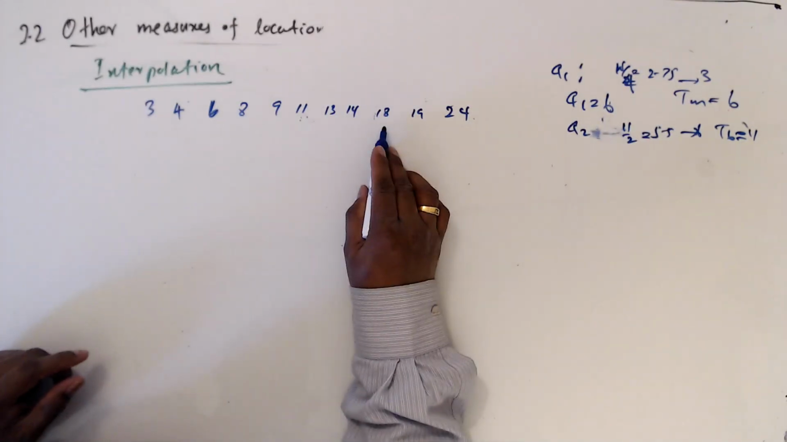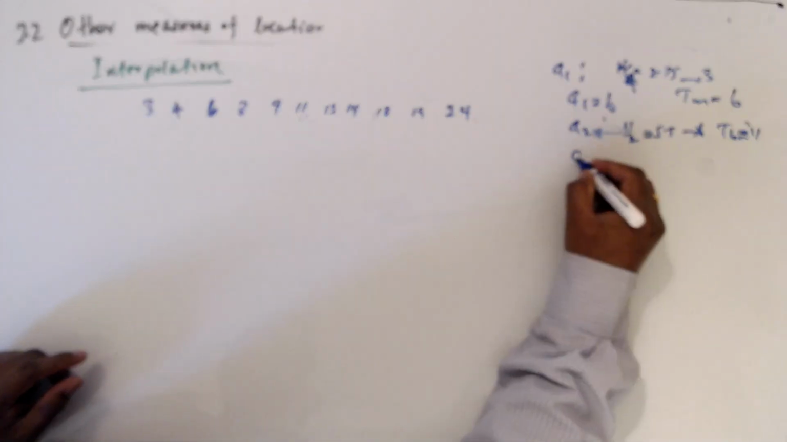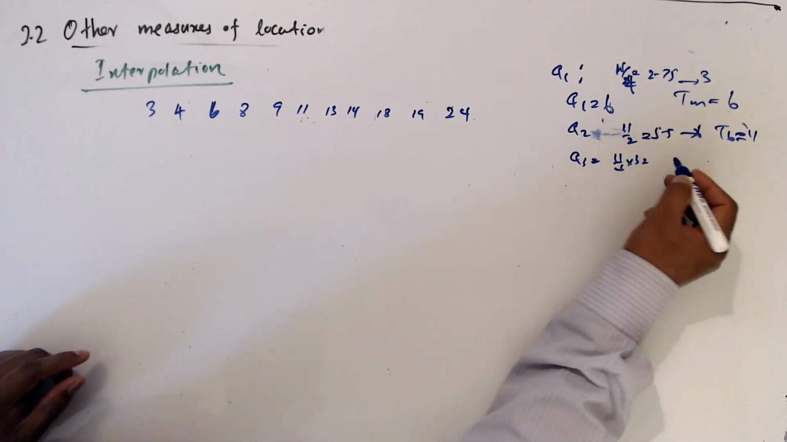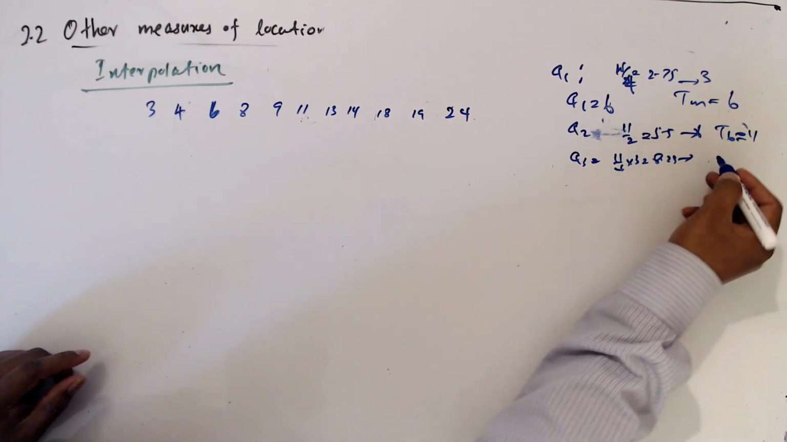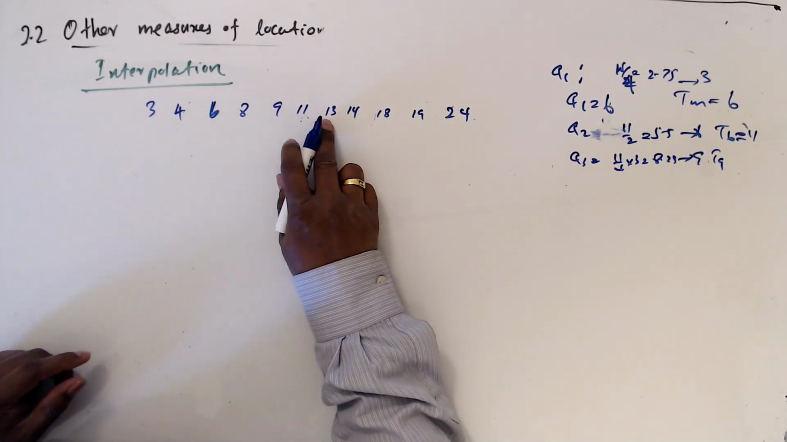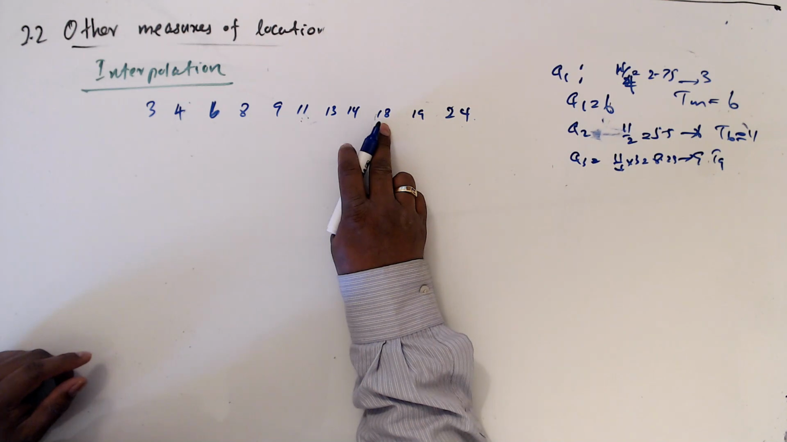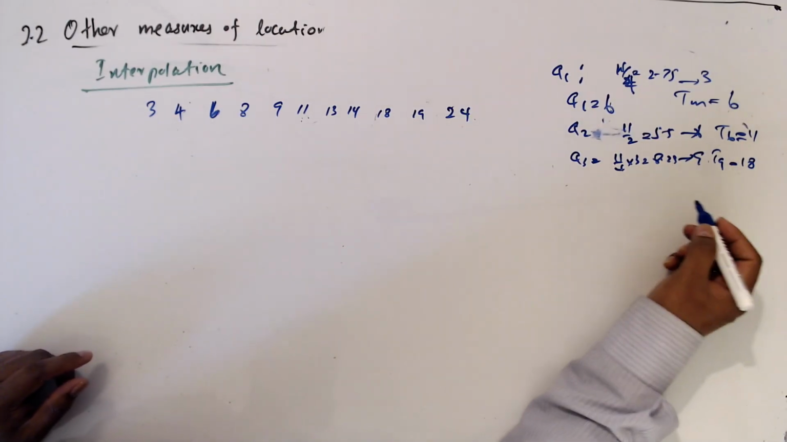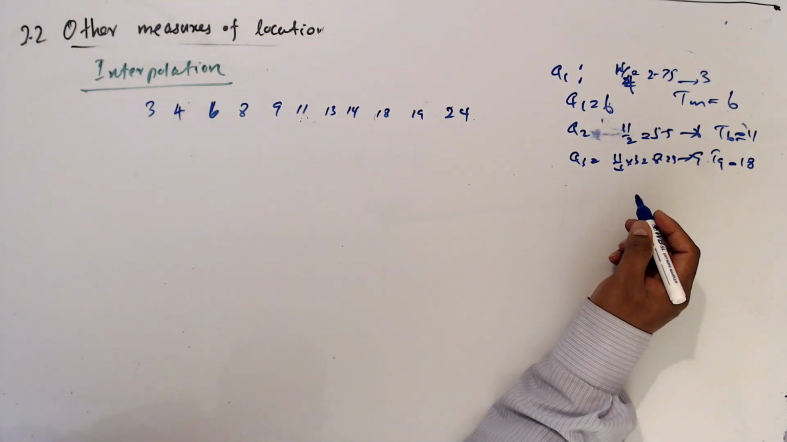And then Q3 is 11 divided by 4 multiplied by 3, 8.25, round up 9, so term 9. It is 18. Now we know.